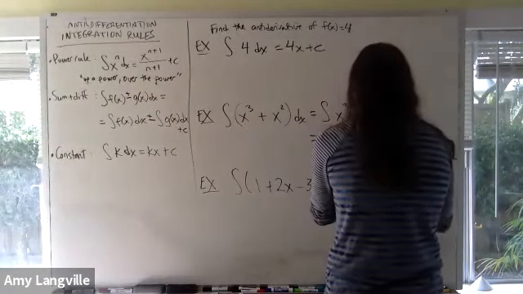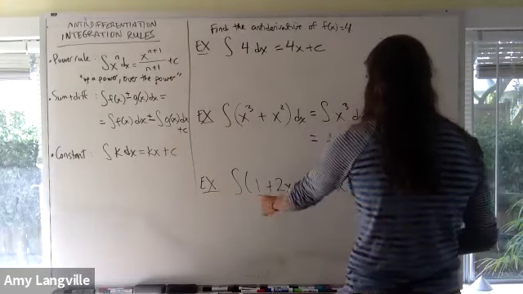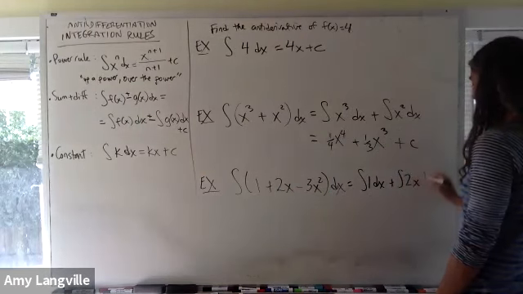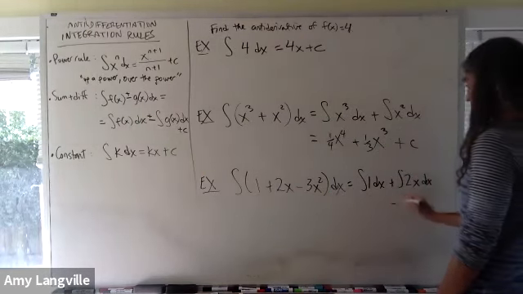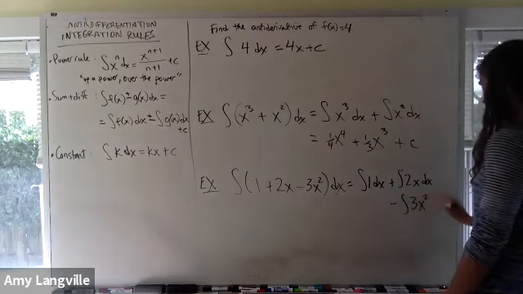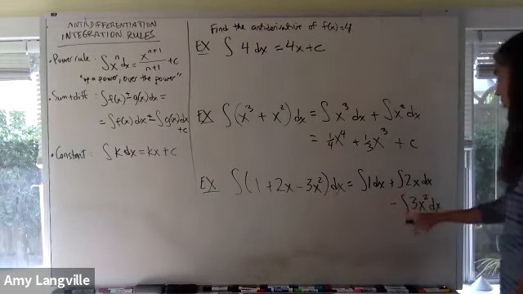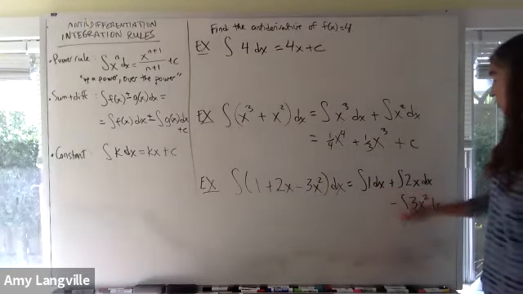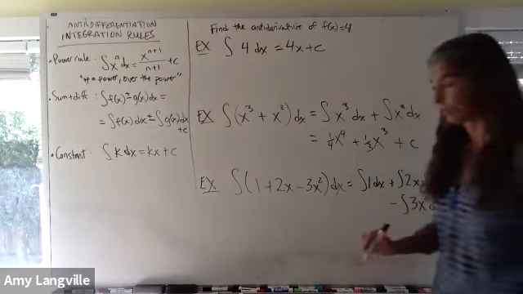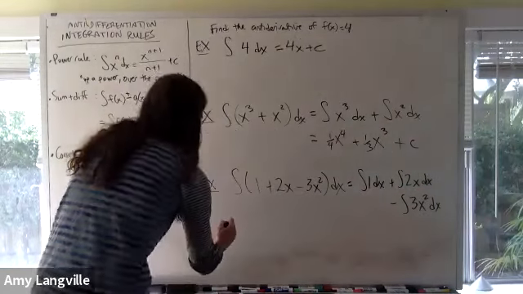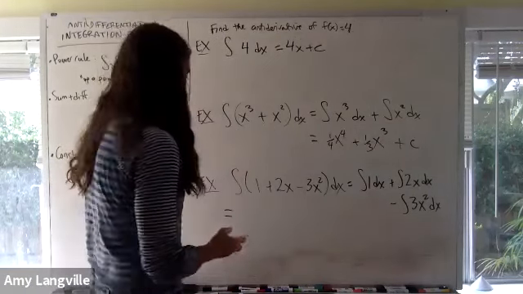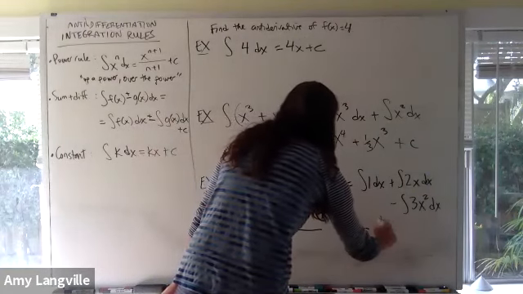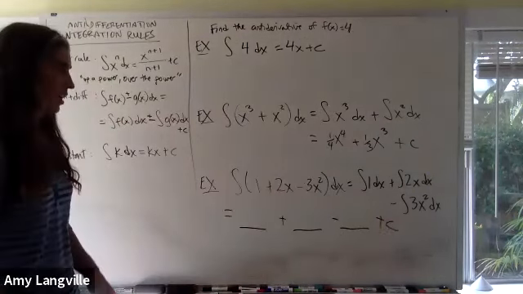We can think of this as the sum rule, which is the integral of 1 with respect to x, plus the integral of 2x with respect to x, minus the integral of 3x squared with respect to x. So we use the sum rule, a difference rule, and then when we integrate this, we'll need a constant rule, a power rule, and a power rule. So I'm going to have something plus something minus something plus c. So that's the structure. We'll take them one at a time.